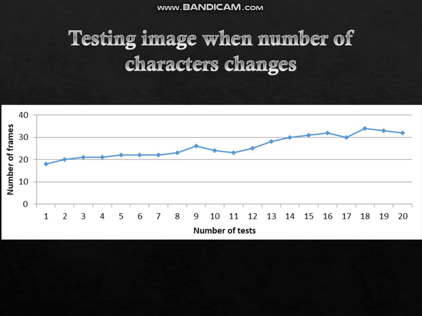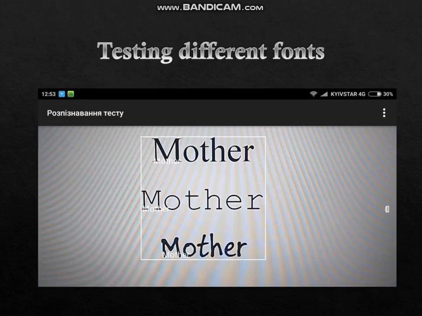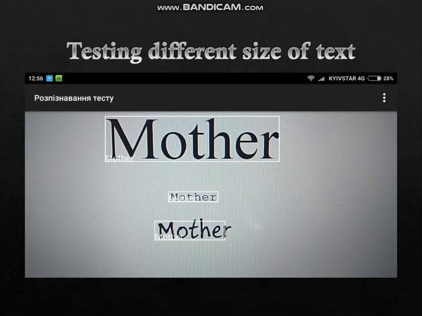The next test is recognition when the number of symbols changes. 20 tests were performed. The recognition starts with 3 symbols and increases by 1 each time. Based on the result, we can say that as the number of symbols increased, the program needed more time to process it. As you can see, not only the number of symbols was tested, but also the interaction with different registers, uppercase and lowercase. It was also tested how the program works with different types of fonts. The results are here. And this slide explores how the program works with different text sizes. As a result, it shows the program copes well with this.